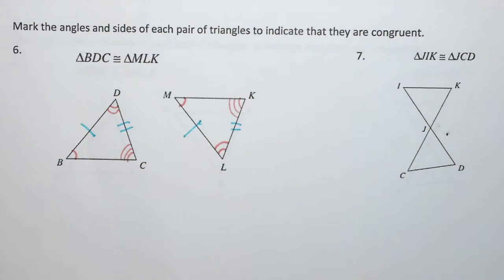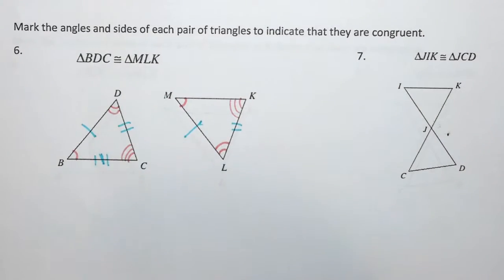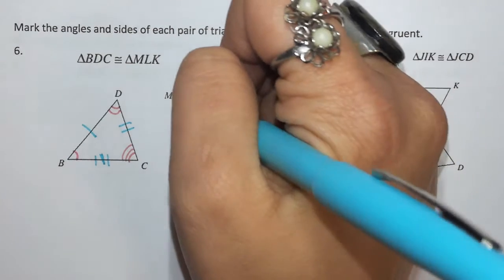What about DC? 2 tickies, and what matches with DC? LK. That's my niece's initials. And BC would match up with MK.